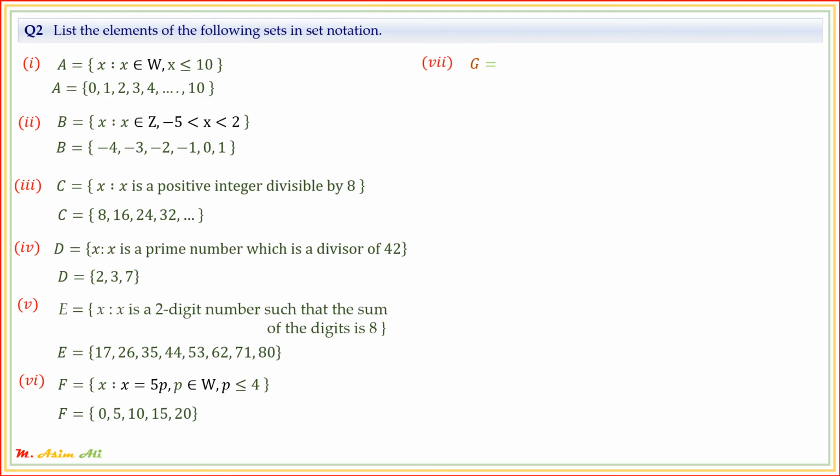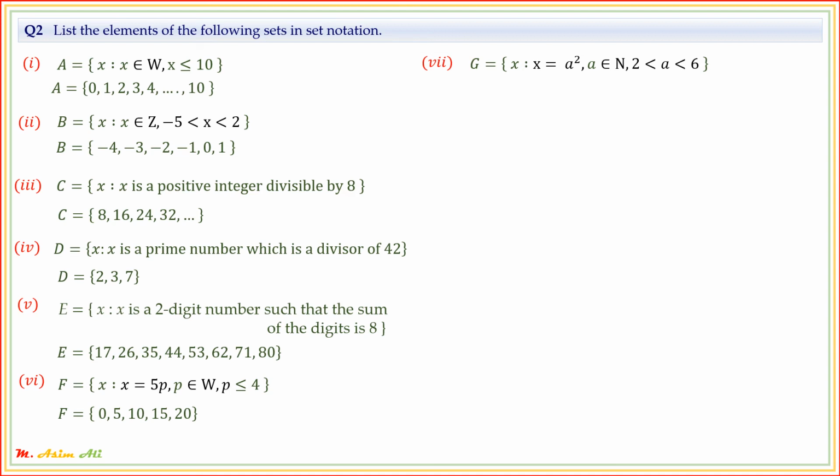Next we have seventh example. Set G is set of elements x such that x is a square, where a belongs to the set of natural numbers and a is between 2 and 6. That means you have to pick a natural number between 2 and 6 and take its square. That will be the element of set G. For example, greater than 2 you have 3. So take the square of 3. Square of 3 will be 9. So it will be the first element of G.